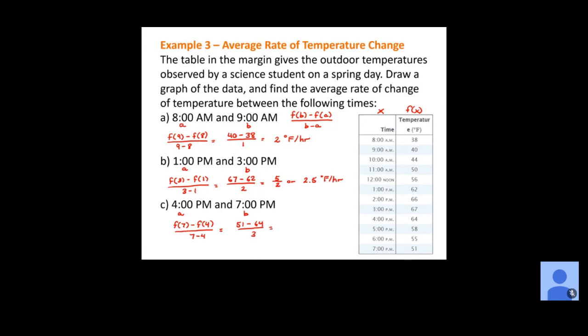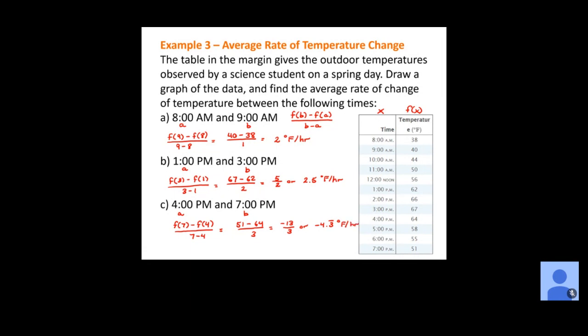And then what's 51 minus 64? It's going to be a negative 13, right? So negative 13 over 3. Okay. Or if you prefer the decimal, what would that decimal be? Negative 4.3 repeating, right? And again, our units are going to be the same. So it's going to be degrees Fahrenheit per hour.